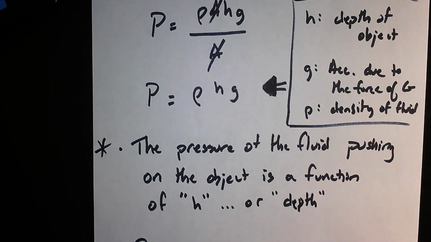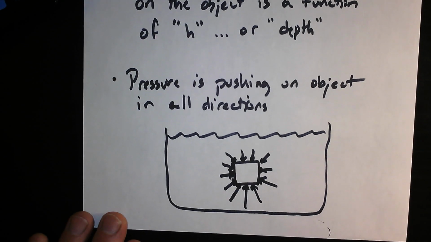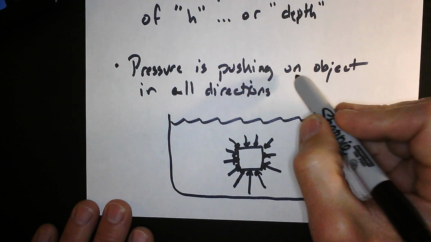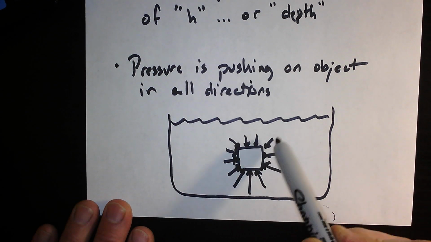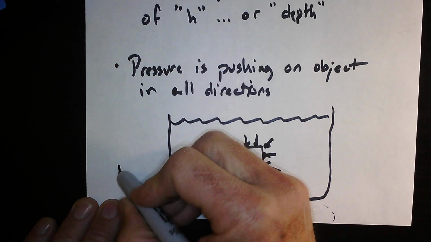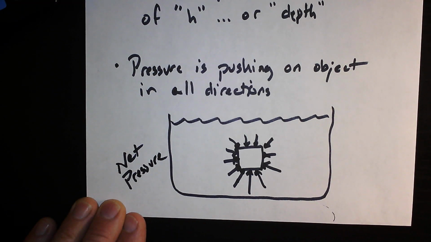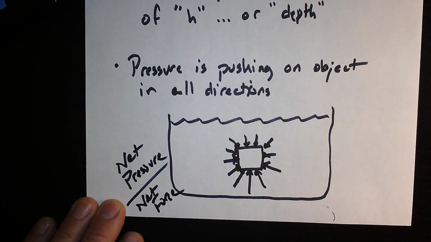Or another point of this that's really important when we start talking about buoyancy force is the pressure is pushing on the object from the fluid in all directions. So it's pushing in all directions on this object, all directions. Up, up, sideways, sideways, down, down, what have you. We're ultimately interested in the net pressure acting on the object, and ultimately the net force, and that's what we're going to be looking at when we start talking about buoyancy.